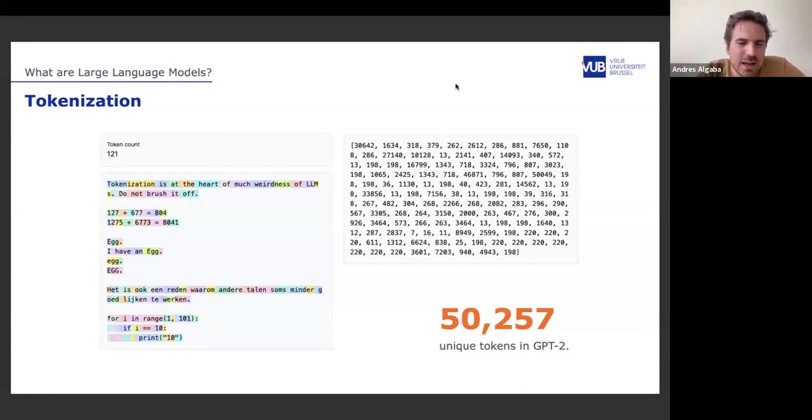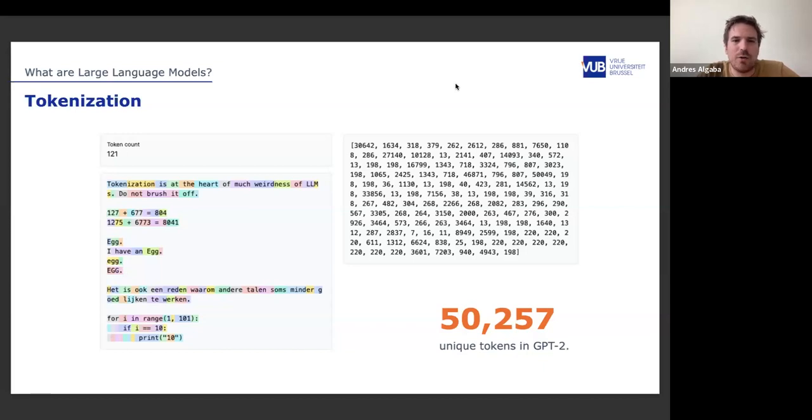You see that many words can be represented by a single token, but some words are multiple tokens. What you also see, and the reason why large language models tend to work better in particular languages, is that the tokenizers recognize more English words than Dutch words. If you look at "de het is ook een reden waarom andere talen soms minder goed lijken te werken", you see that it consists of many more tokens than the English sentence.